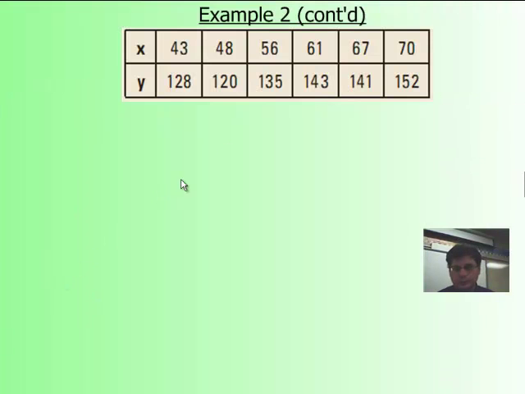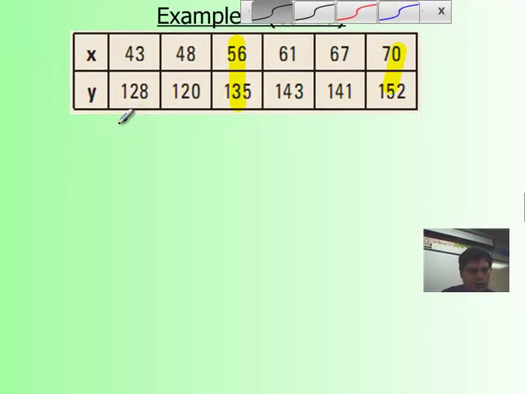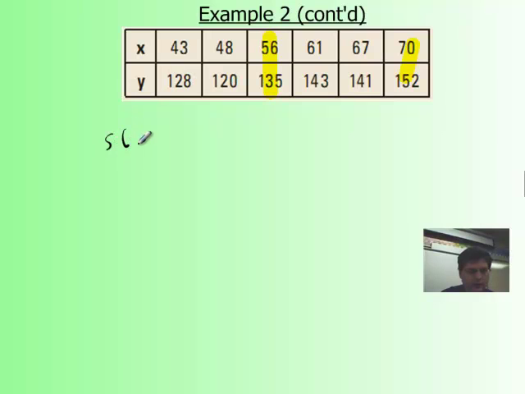Okay, so we said that the points were the 70 and 152 and the 56 and 135. So let's set this up. I'm going to write these as ordered pairs, 56, 135. And this is just like finding a line that goes through 2 points. So the first thing we want to do is find a slope, and then we can use point slope form to come up with that equation.